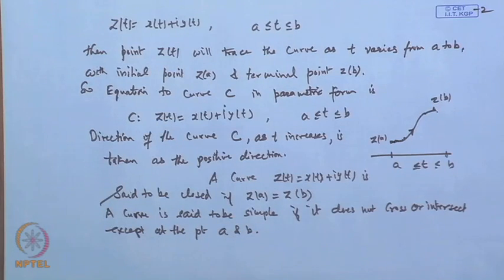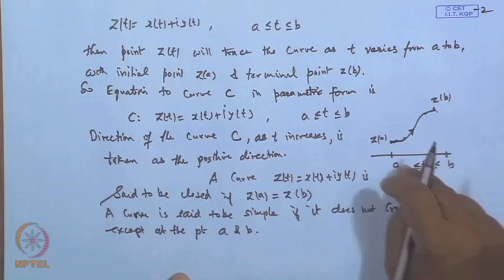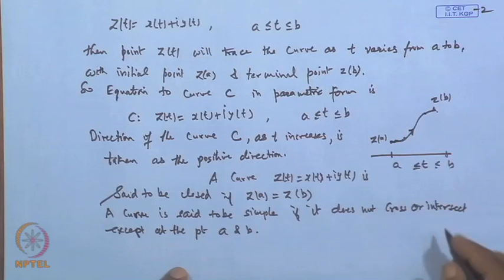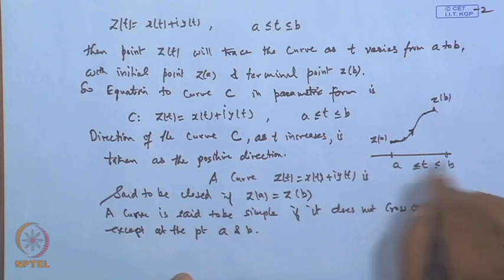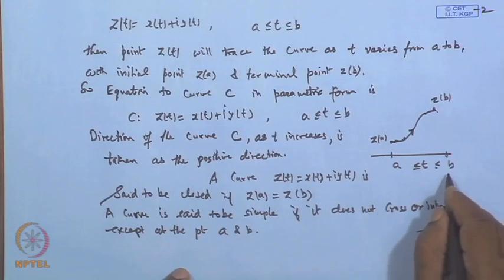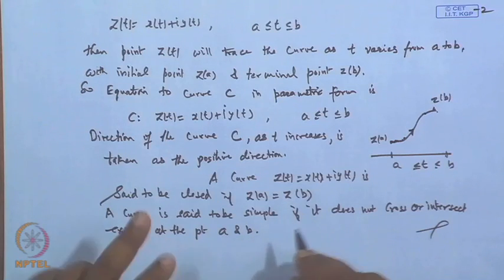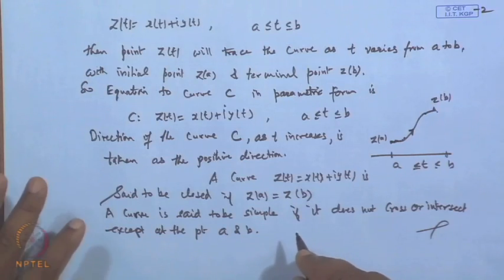Means in between A B, if the curve is tracing T changing from A to B, then the curve should not cross itself. It should not go like this for T lying between A and B, but at the point T equal to A and at the point T equal to B, if these two are equal, then the curve becomes closed. In that case, we will say simple closed curve.